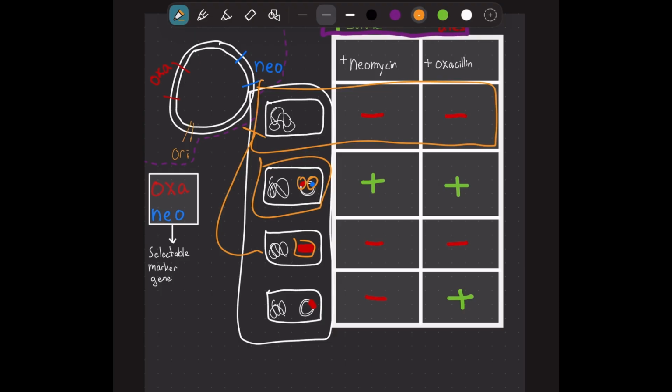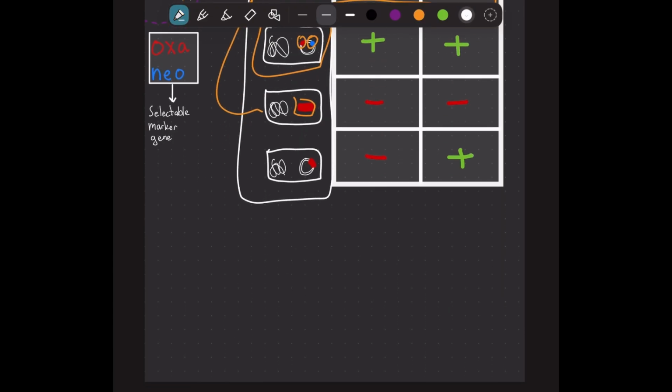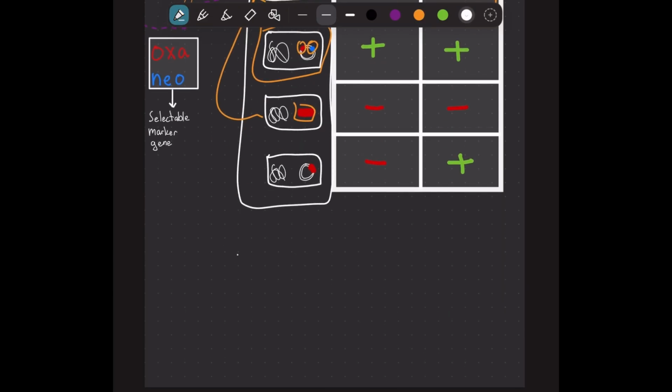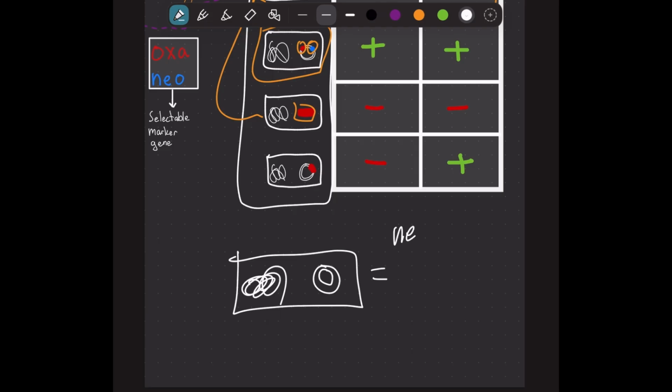eventually grow on oxacillin. And for a final challenge question, I guess, let's say we have an E. coli with the chromosomal DNA, and then let's say we have a plasmid with non-recombinant plasmids. In this case, what will be the situation for both neo and oxa? Will it either die for both, survive for both, or will it be minus plus or plus minus?